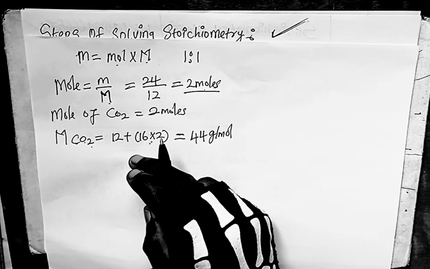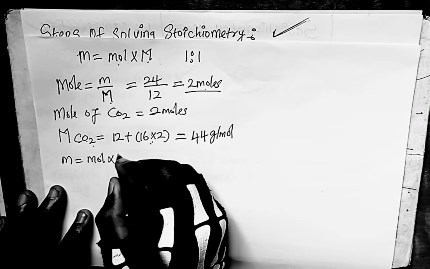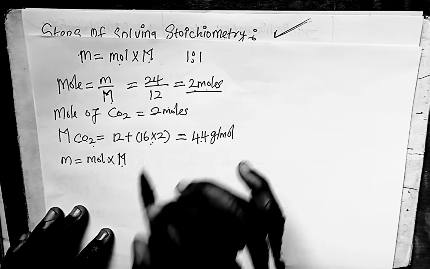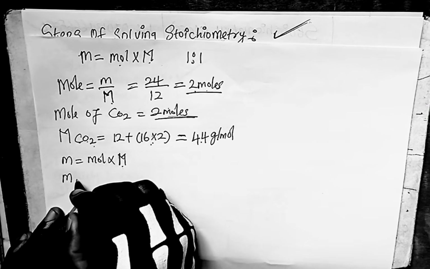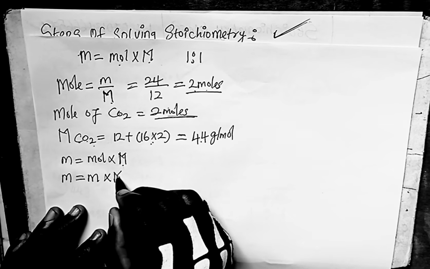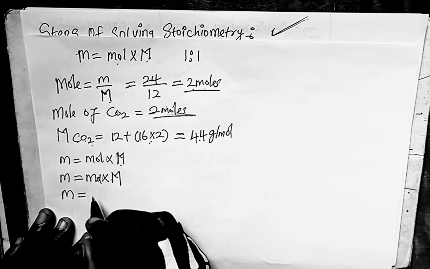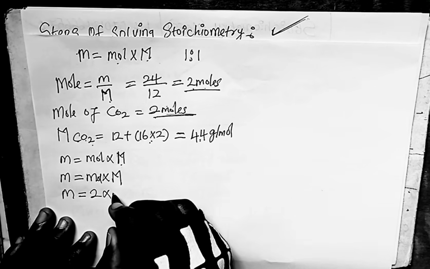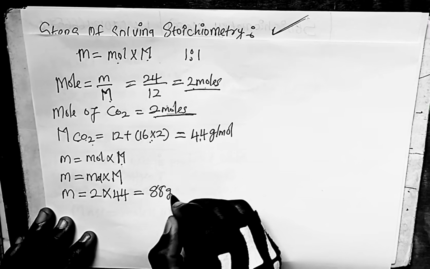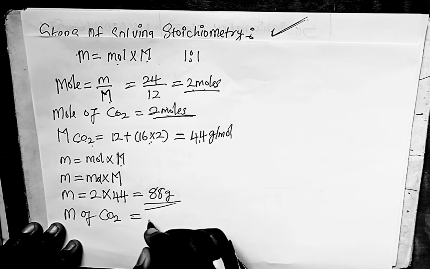Then we do our final calculation, which is the mass of CO2. Mass is equal to mole times molar mass. We already have the molar mass of CO2, and the mole of CO2 is 2. So mass of CO2 is equal to mole, which is 2, times molar mass, which is 44. If you simplify this, you have 88 grams. Therefore, the mass of CO2 is equal to 88 grams.